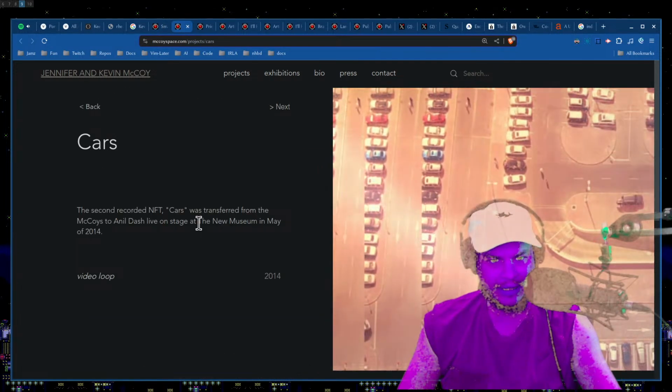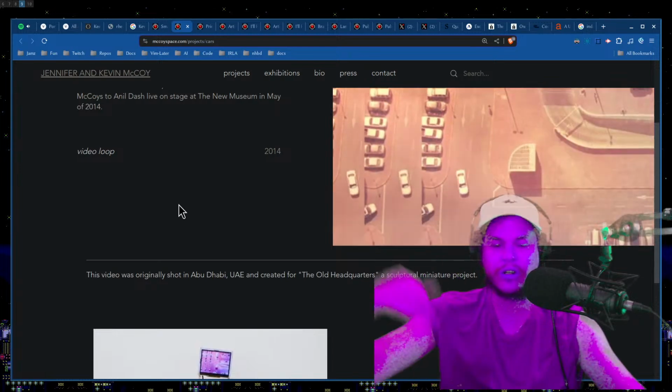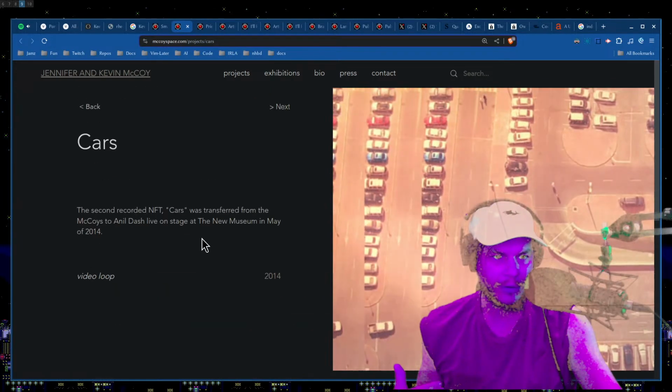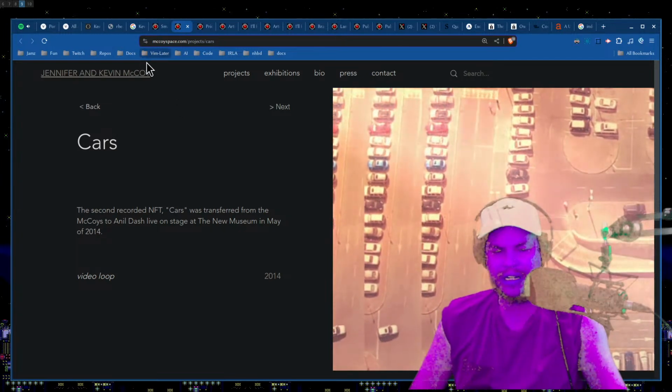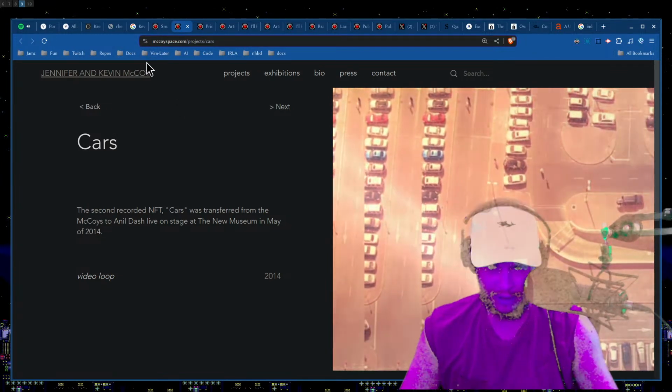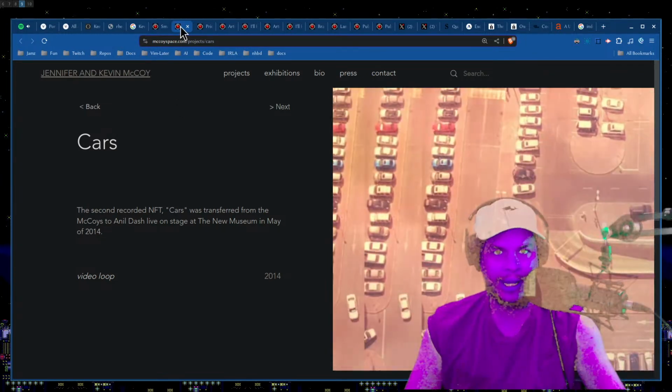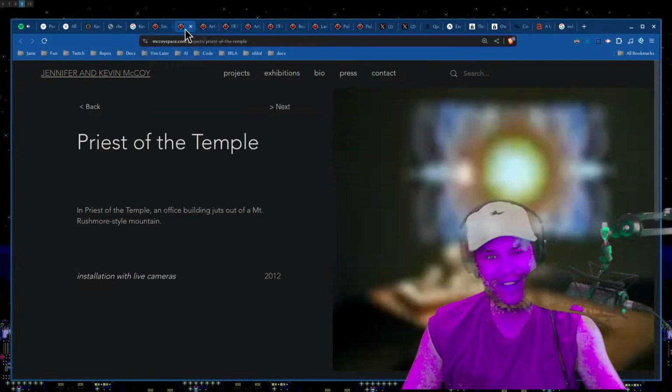So this one being the fact that it is cars and it's the miniature version based off of something shot in Abu Dhabi, which then is turned into an NFT. It feels like cars driving. It feels significant in the McCoy collection to be transferred for $4 live on stage.